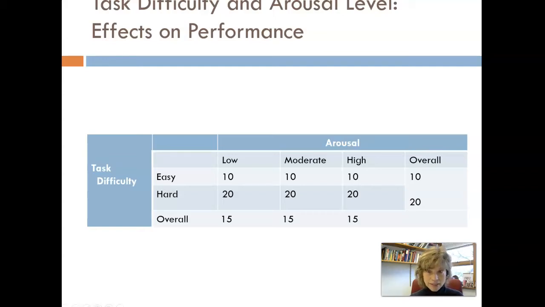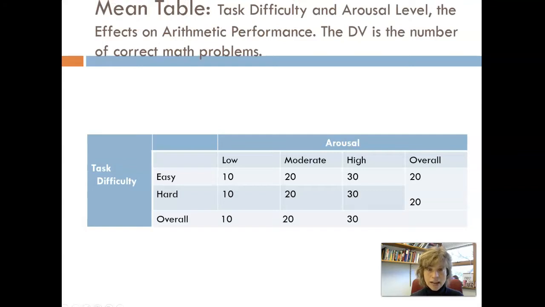Next, we're going to look at another set of data with the same DV and IVs. So you notice that for easy task difficulty, low is 10, moderate is 20, and high arousal is 30. So I'm going to draw that here again.